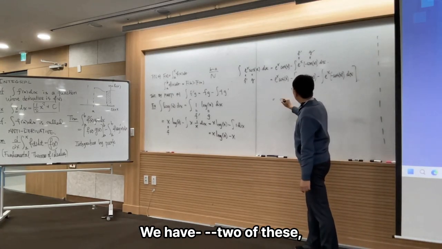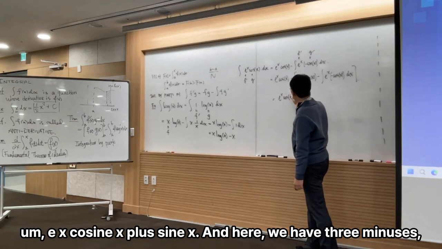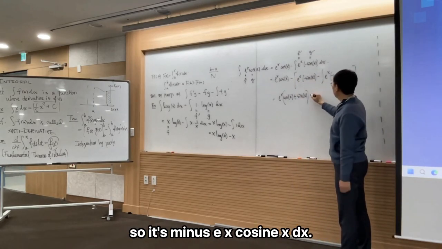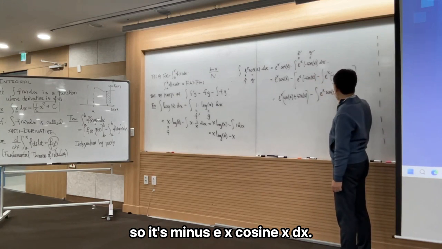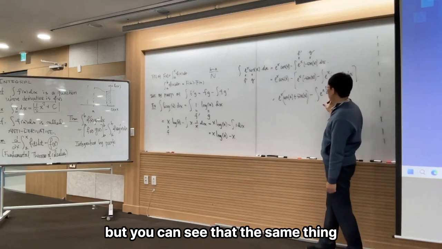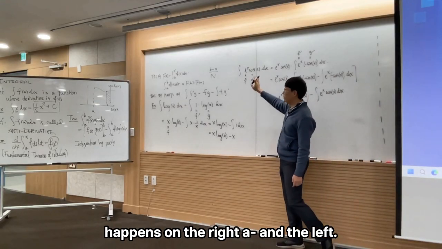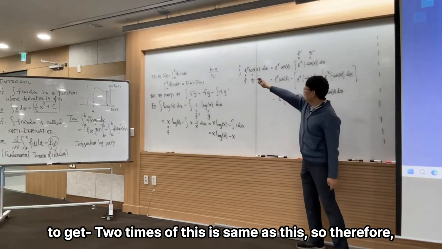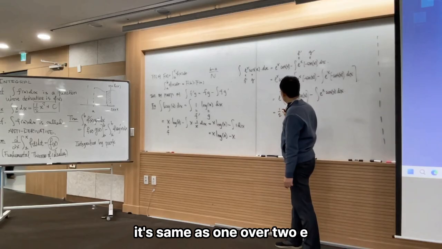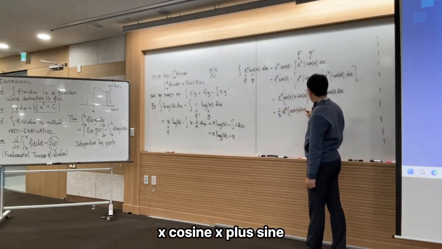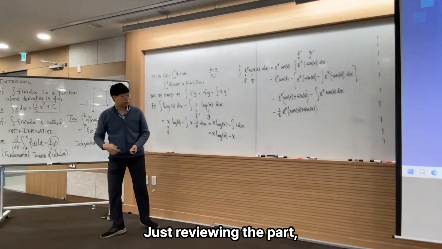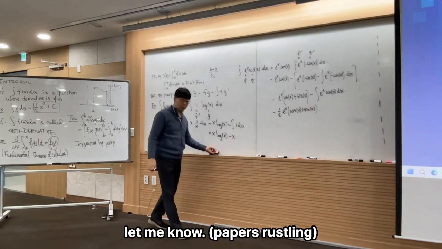So what do we have? We have two of these, e^x (cosine x plus sine x). And here we have three minuses, so it's minus the integral of e^x cosine x dx. So we didn't get rid of this integral sign, but you can see that the same thing appears on the right and the left. So you can combine these two to get 2 times this is the same as this. Therefore, it's the same as 1/2 e^x (cosine x plus sine x). So this is also by integration by parts. Just reviewing, but if you have any question, let me know.